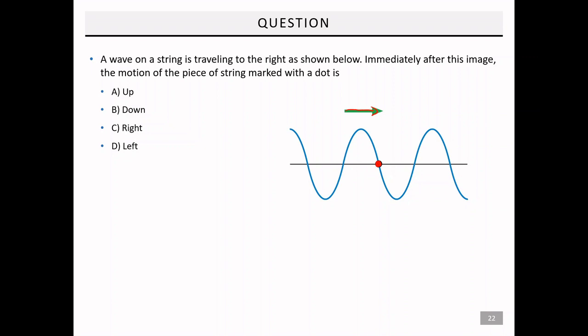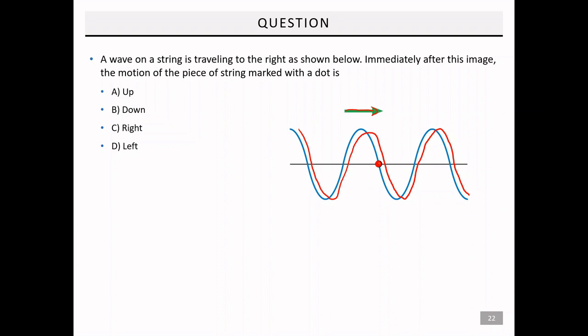Okay, the instant after this picture is taken, the wave will have traveled just a little bit to the right. So the wave will look like this. Now the wave travels to the right, but the individual pieces of the string do not actually move left or right. The string itself only oscillates up and down.